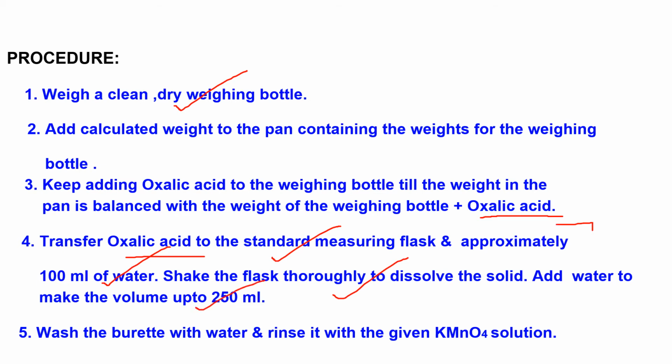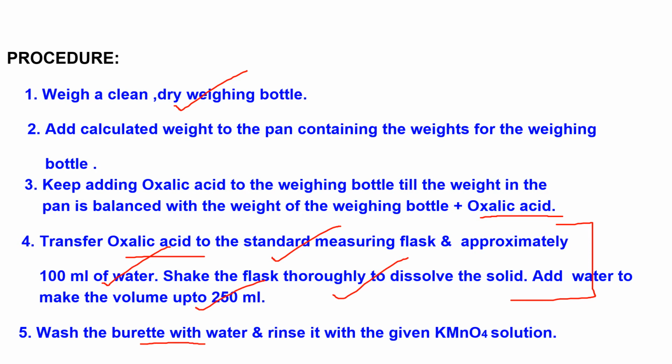Now the difference here from the Mohr salt titration is that here I do not need to add acid. Like there we added dilute sulfuric acid to prevent the hydrolysis of Mohr salt. Here we don't need it. We can straight away add water and make the solution.